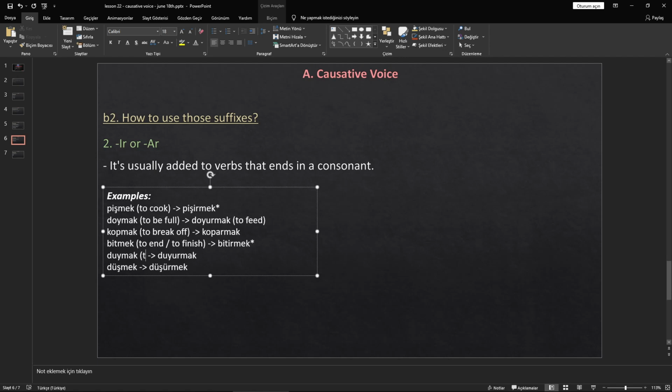Duymak, to hear. Duyurmak, to make someone hear. So to announce someone. I will talk a bit more about this. Sometimes we only have this, like to make someone hear, but sometimes we also have a separate verb for it. To announce. Because in logic, if you think about it, announcing is making someone hear about something.